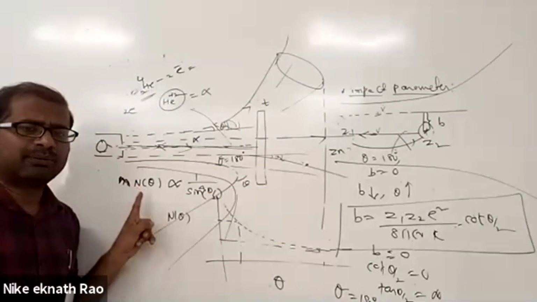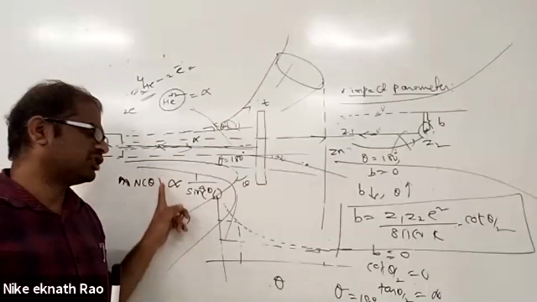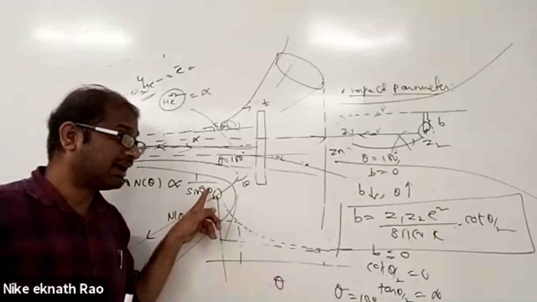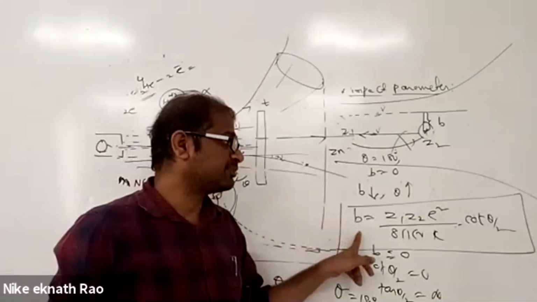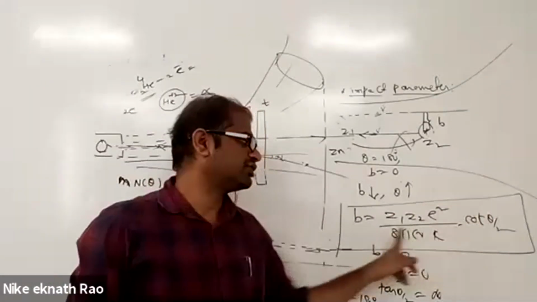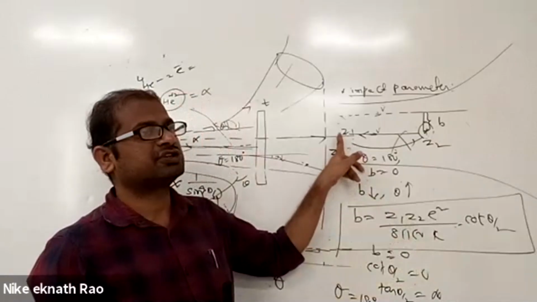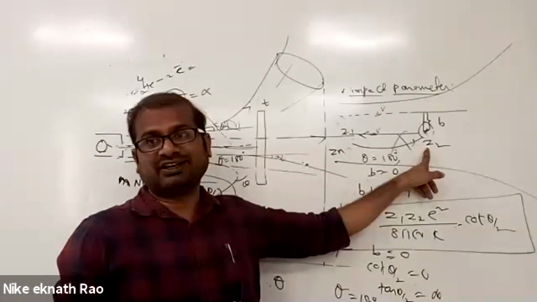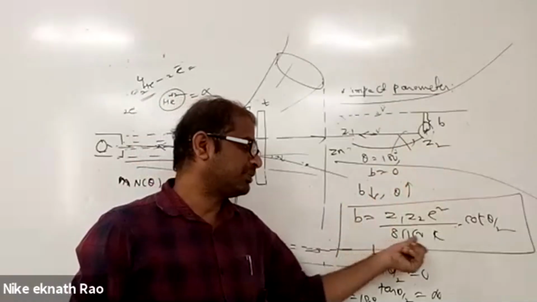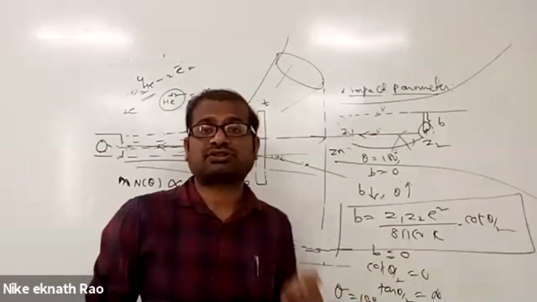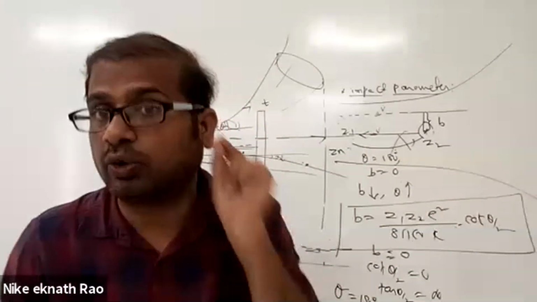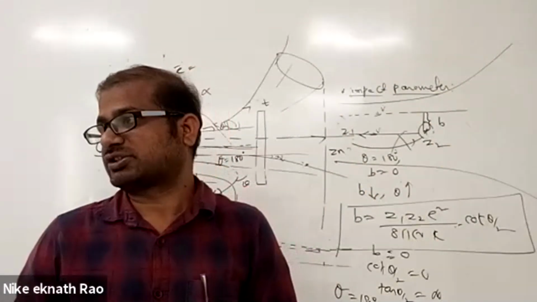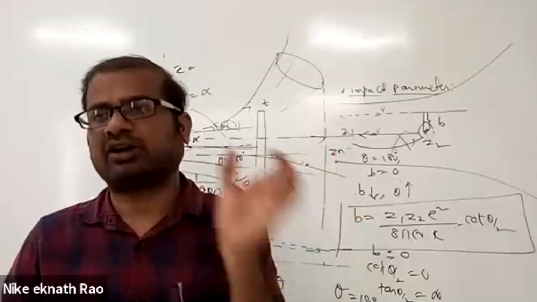Keep in mind that the number of particles scattered to any angle is proportional to 1 by sin power 4 theta by 2. The impact parameter is proportional to cot theta by 2, where Z1 is the atomic number of helium and Z2 is the atomic number of the target element, gold, approximately 79. K is the kinetic energy, of the order of 7.8 million electron volt. High energy alpha particles are bombarded towards the nucleus, nearly 7.8 to 8 million electron volt energy.